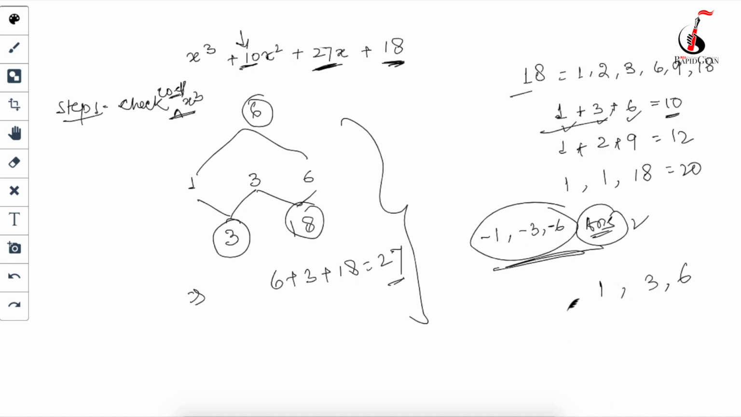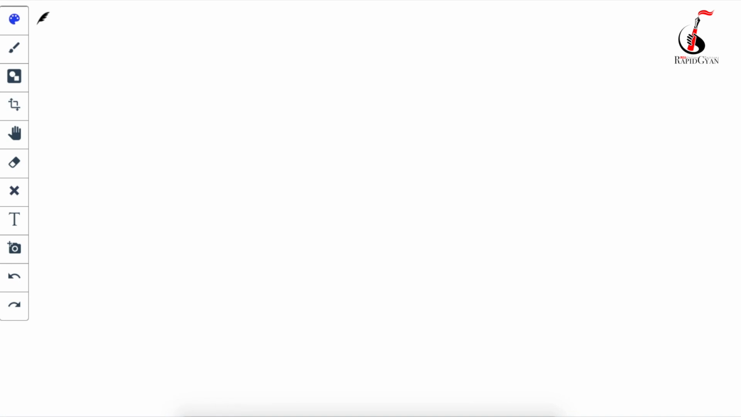So if you are going to put the negative sign, it will become -1, -3 and -6. So that's your answer. -1, -3 and -6 is your answer. Simple stuff. Okay, I will just give you one more example, guys. Hope you guys will understand better over there.